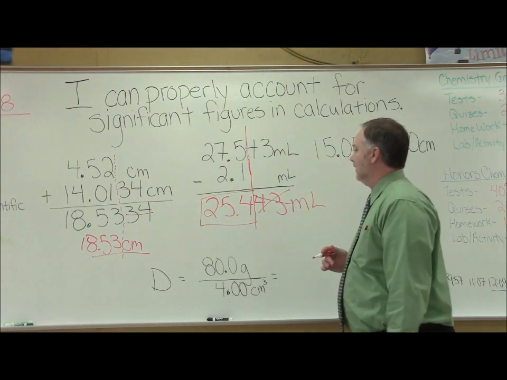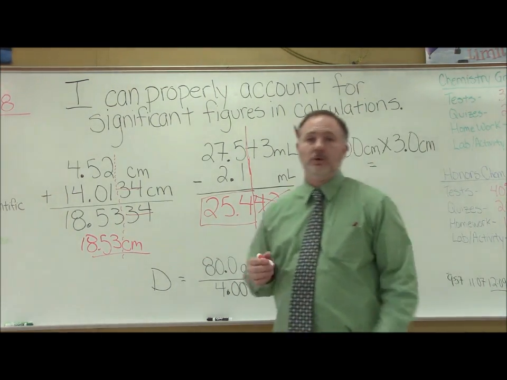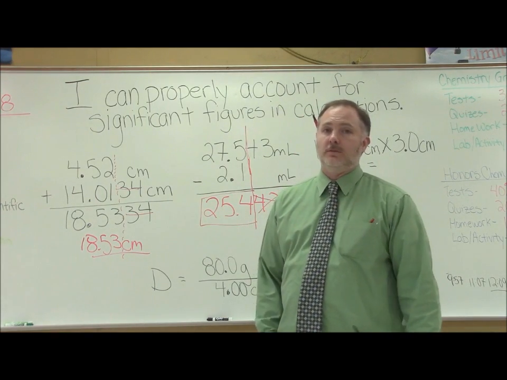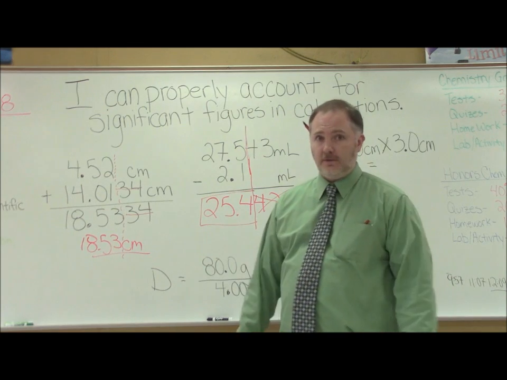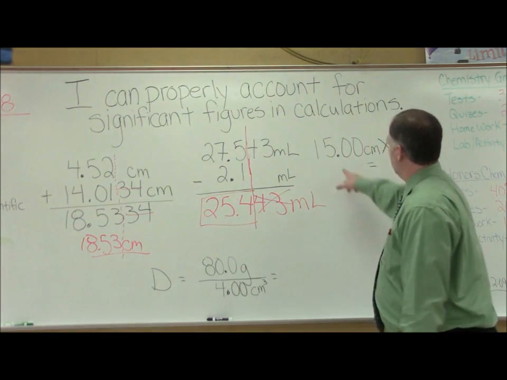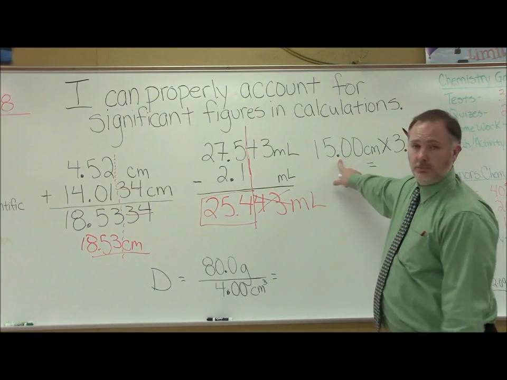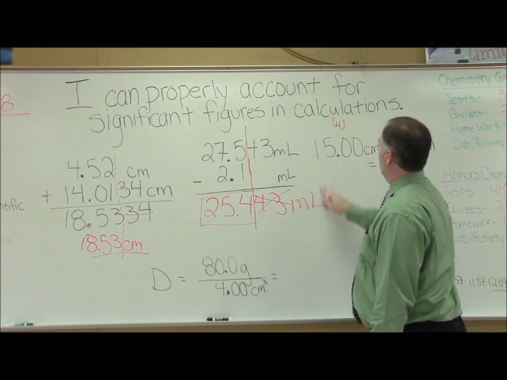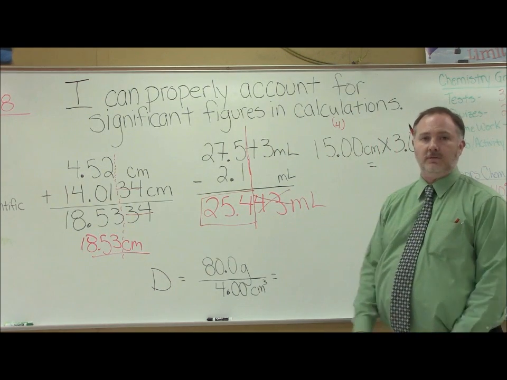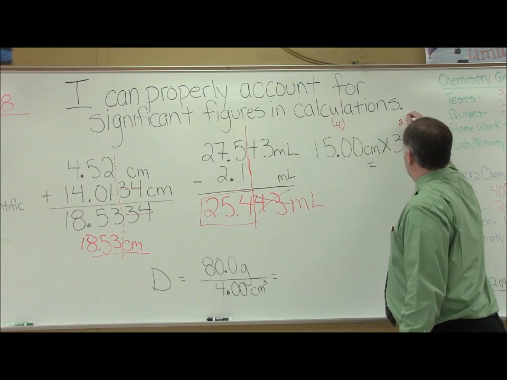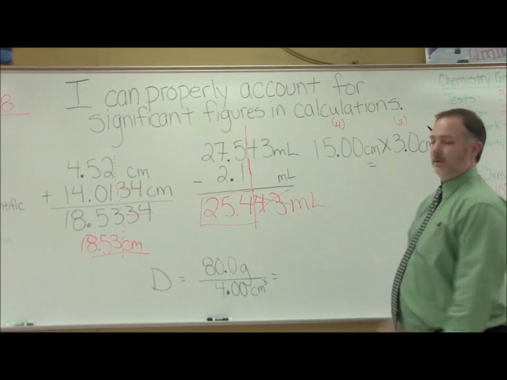Now, there's a different rule for when you're multiplying and dividing. It's not about decimal places. It's about the number of sig figs in your measurements. Before I show you the rule, I'm just going to show you right here, this number 15.00. There are 4 significant figures. All 4 of those numbers are significant there. And in this, there are 2 significant figures. Both of these are significant.